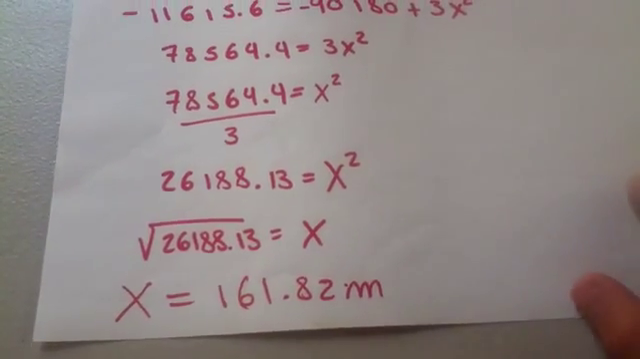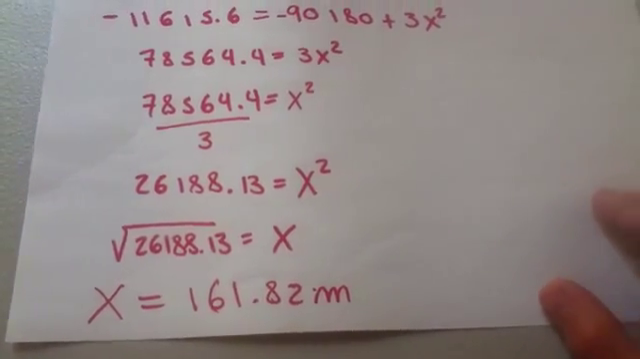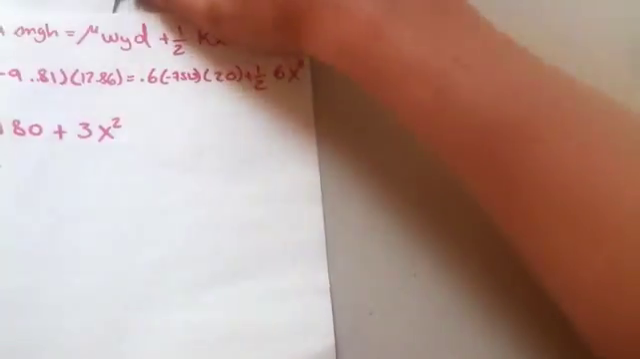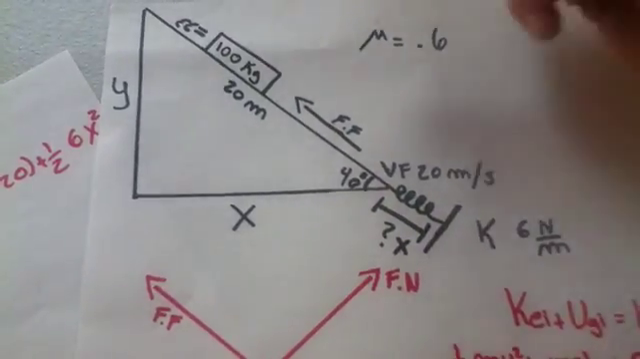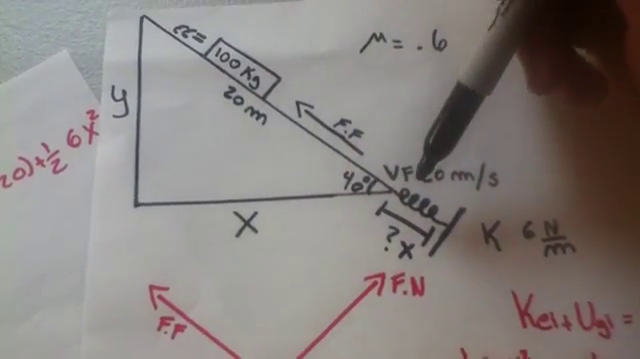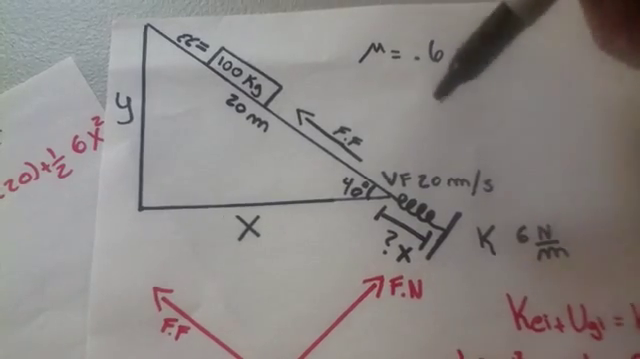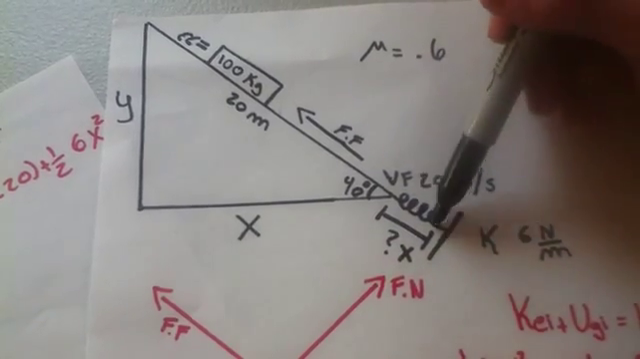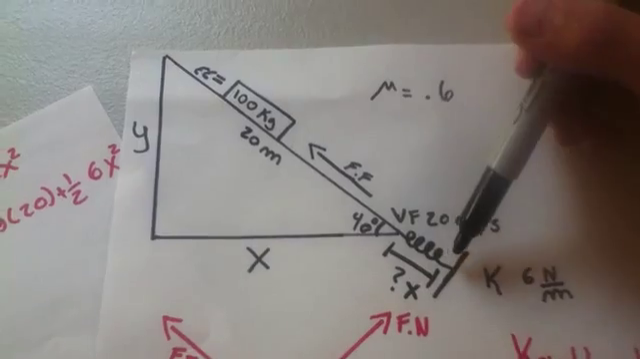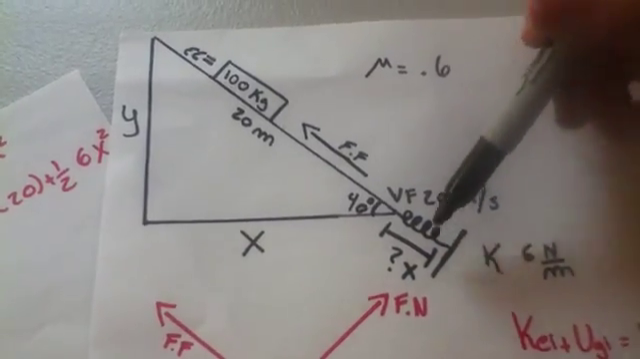That's it, and we just solved our problem. We know that when an object is sliding 20 meters and weighs 100 kilograms and hits with a speed of 20, the spring retracts 161.82 meters.